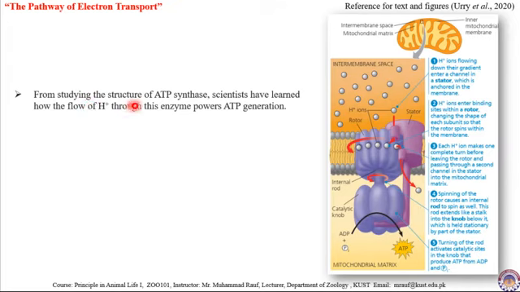From studying the structure of ATP synthase, scientists have learned how the flow of hydrogen ions through this enzyme powers ATP generation. It is just like a turbine where the water flows from a higher level, and it helps the spinning of the turbine, and in this way electricity is produced.